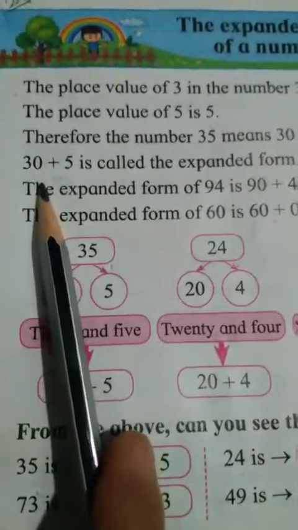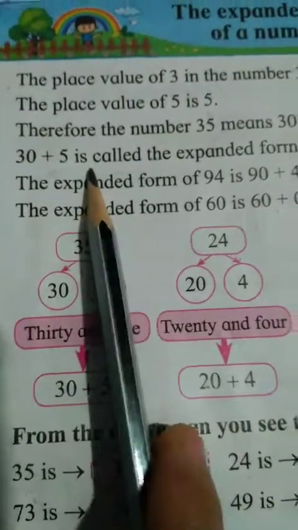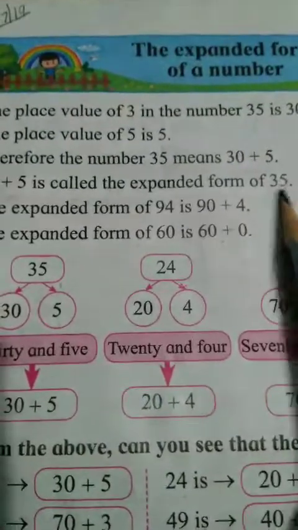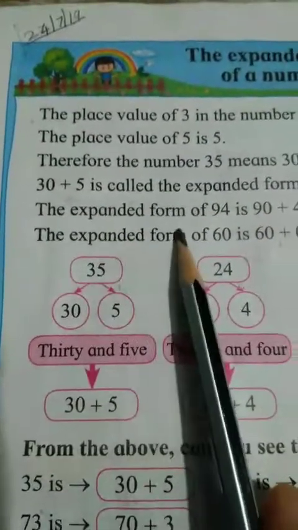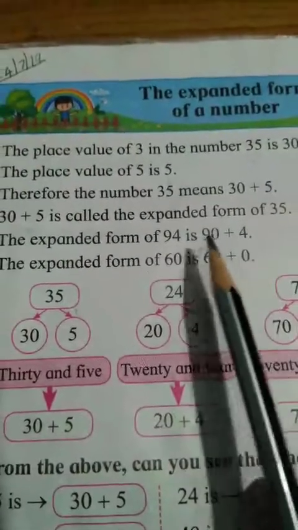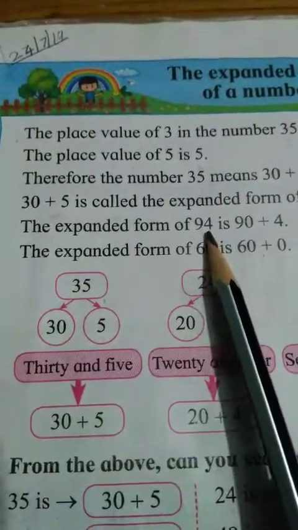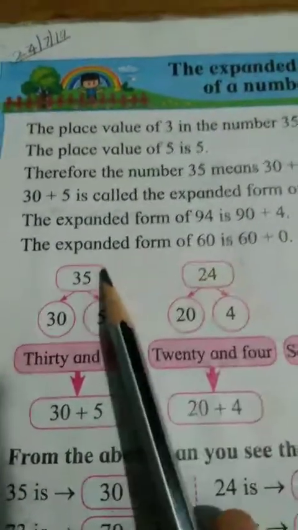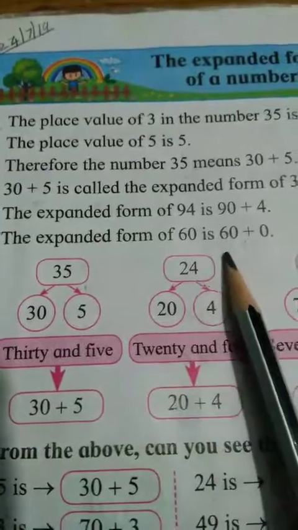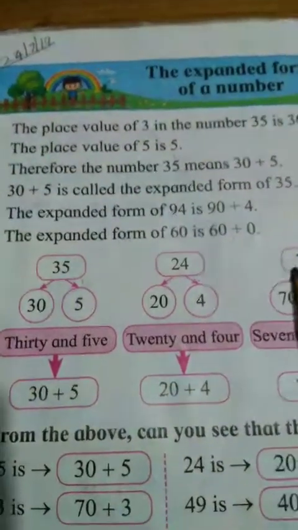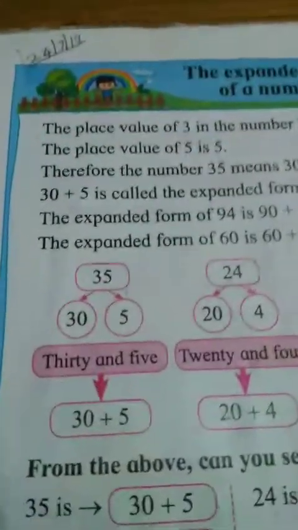So see children, 30 plus 5 is called the expanded form of 35. The expanded form of 94 is what? So 90 plus 4. 90 plus 4 is the expanded form of 94. The expanded form of 60 is what? So the expanded form of 60 is 60 plus 0. Did you get, children? Now look into the next example.